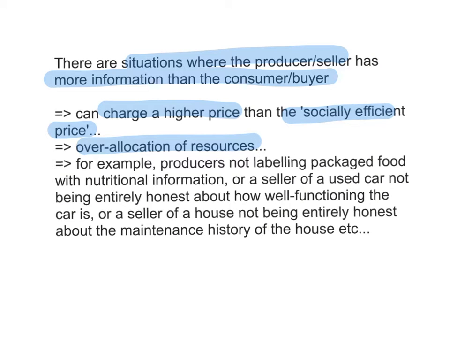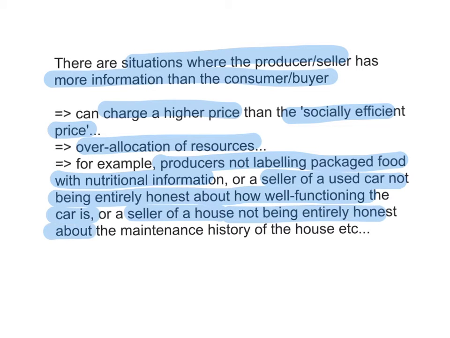For example, producers not labeling packaged food with the nutritional information. So consumers end up consuming ingredients that are very harmful to them and they did not know. Or a seller of a used car not being entirely honest about how well functioning the car is. The market for used cars is full of many situations where this happens. Or a seller of a house not being entirely honest about the maintenance history of the house. So these are all situations where the producer or the seller has more information than the consumer or the buyer. And therefore the buyer is not well informed and can make an ill-informed decision.